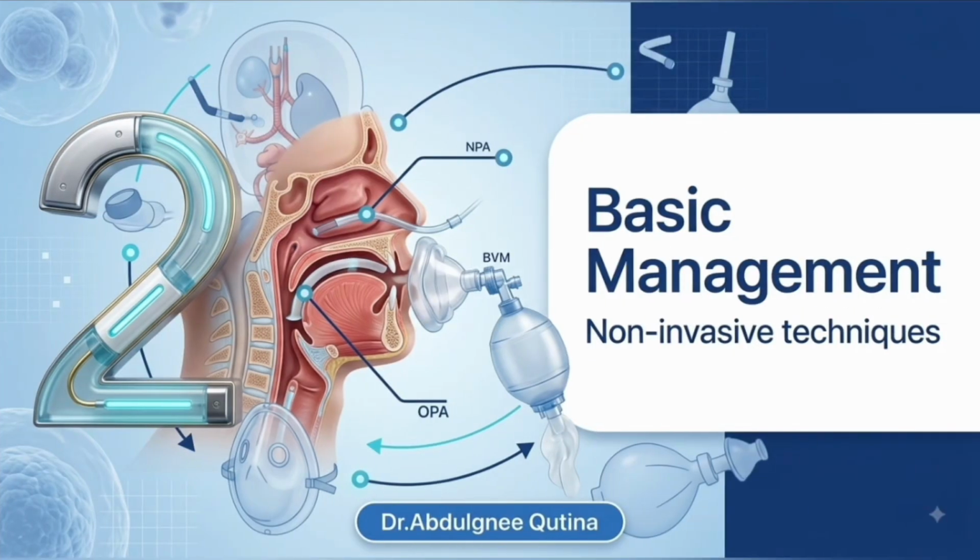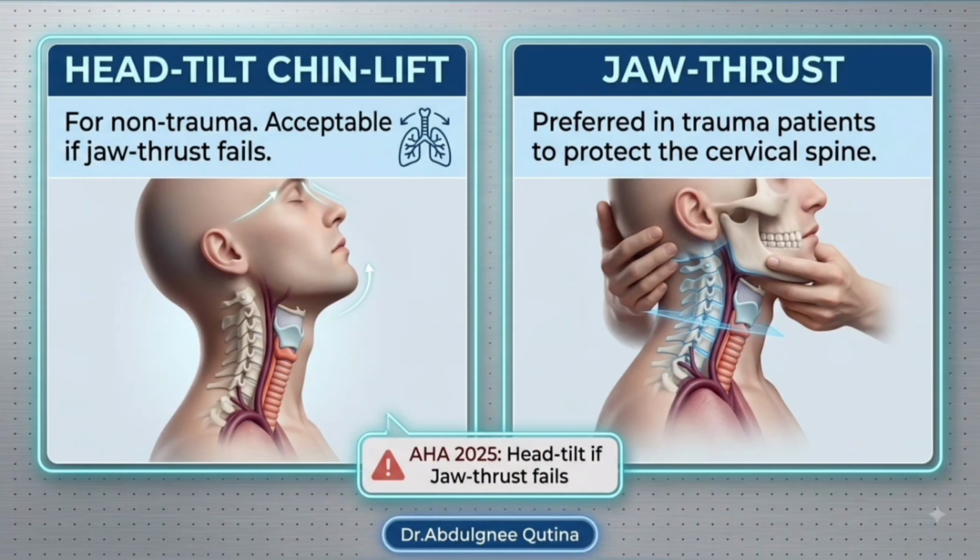Moving right along to Section 2, Basic Management and Adjuncts. Before we get fancy, we start with the basics. Choosing the right maneuver is key here. You'll generally use the head tilt chin lift for your medical patients and the jaw thrust for trauma patients to protect that cervical spine. But here's an interesting shift. The AHA 2025 update actually makes a pretty bold concession. If the jaw thrust fails in a trauma scenario, just use the head tilt anyway. An open airway always supersedes C-spine concerns.